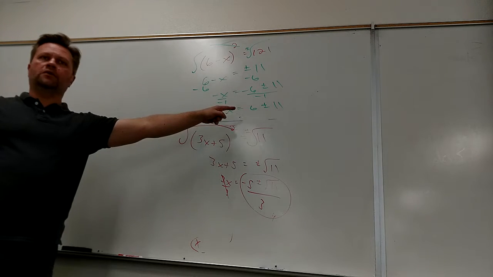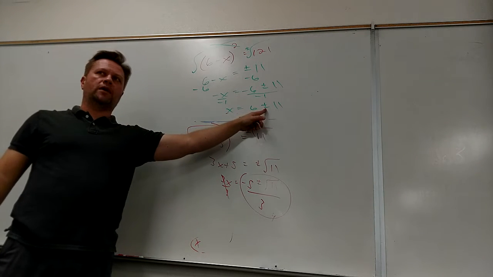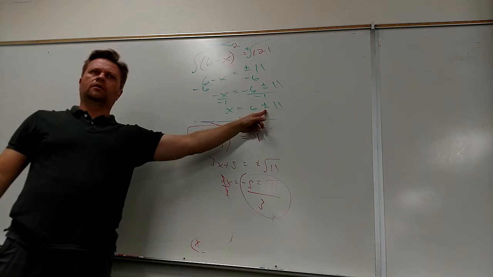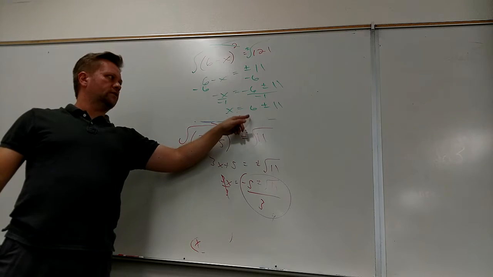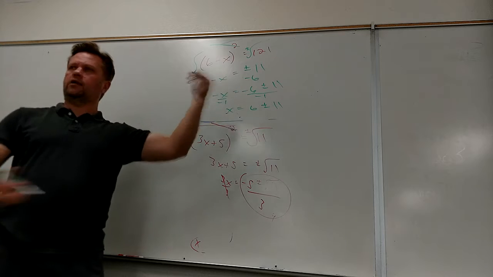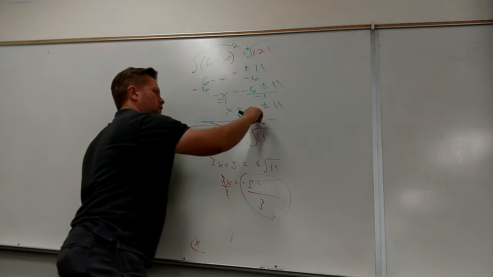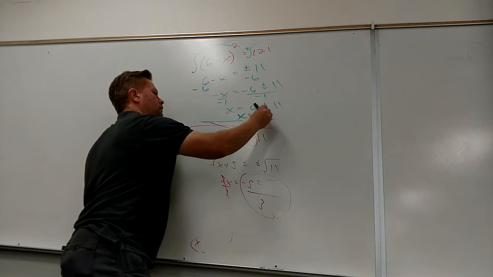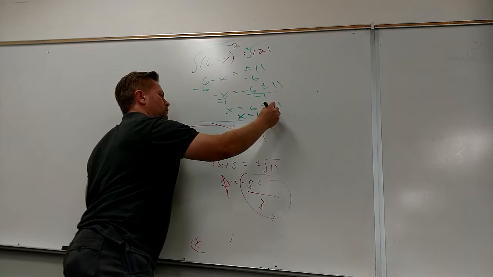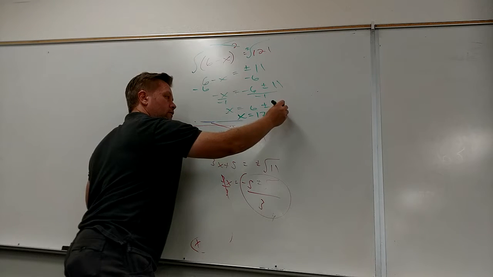That's not good enough, though, and I love my students who are like, where's my plus or minus key on my calculator? What are my two answers? 6 plus 11. So what's that? 6 plus 11 is 17, and 6 minus 11 is negative 5.